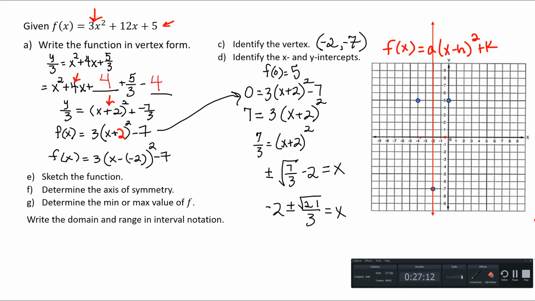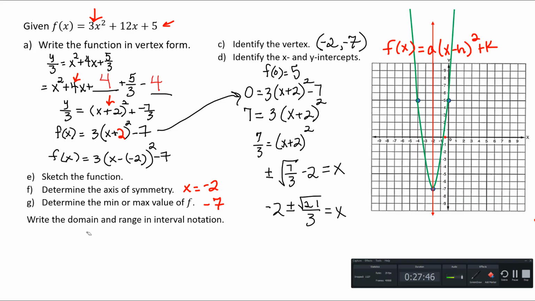Okay, so let's sketch the function. Looks like that. And then determine the axis of symmetry. We just did that. It's that vertical line that goes through the vertex, and that is going to be x equals the x-coordinate of the vertex, which is -2. And then the minimum or maximum value of f: this parabola opens upward, so it has a minimum at the vertex because the vertex is at the bottom, and that minimum is going to be -7. Remember, that is the y-coordinate of the vertex.